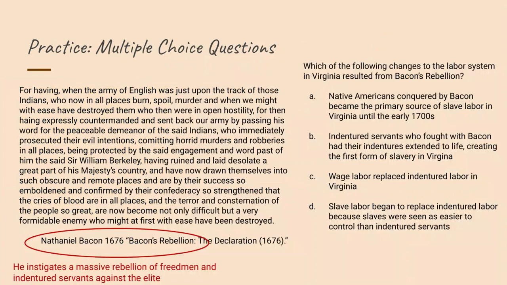Sir William Berkeley, having ruined and laid desolate a great part of his Majesty's country, and have now drawn themselves into such obscure and remote places, and are by their success so emboldened and confirmed by their confederacy, so strengthened that the cries of blood are in all places, and the terror and consternation of the people so great, are now become not only difficult, but a very formidable enemy, who might at first with ease have been destroyed."